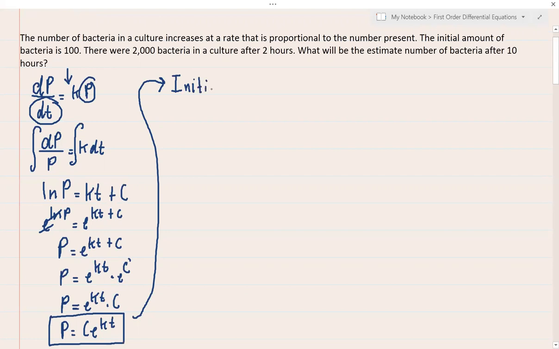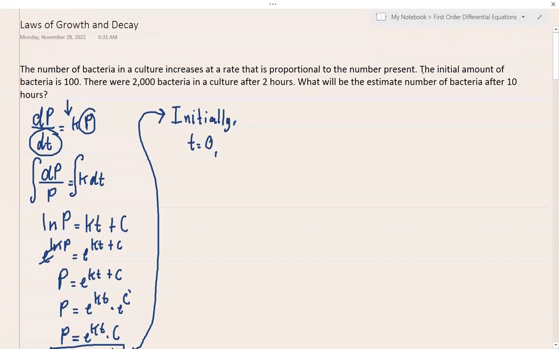Kumbaga, initially, okay, sa simula, sa Tagalog, initially, ang time mo ay equal to 0. And according sa given, the initial amount of the bacteria is 100. Therefore, your P is equal to 100. Okay? Nag-gets nyo ba kung bakit T is equal to 0?